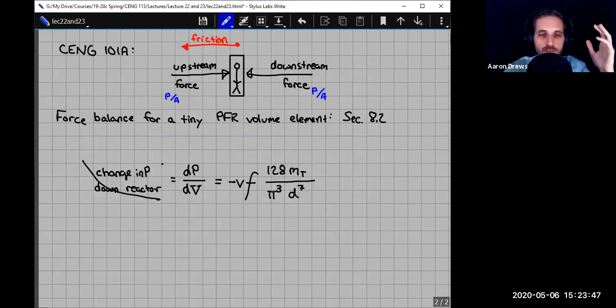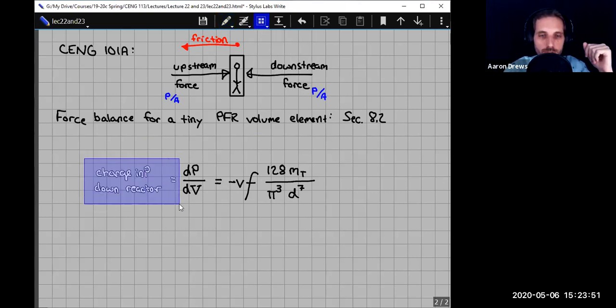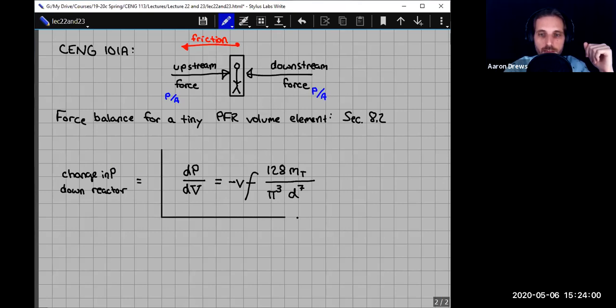This is our new expression for the change in pressure along the length of a reactor, specifically along the length of a plug flow reactor. We're going to learn another type of tubular reactor in a moment, which is not the same as this. And it's not a coincidence that 128 is 2 to the 7th.